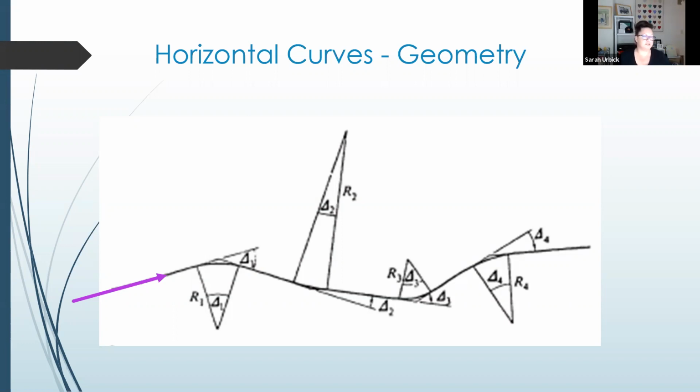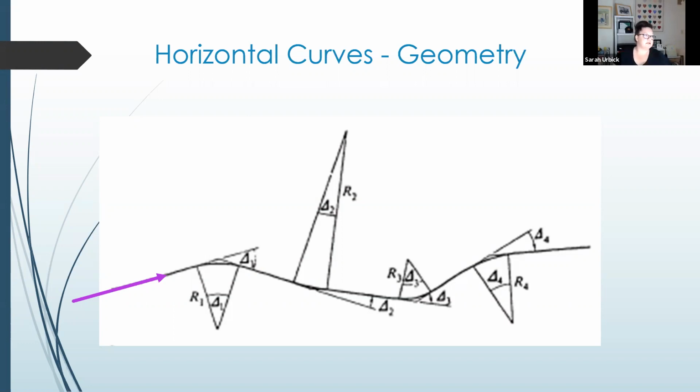So each one has an interior angle, we've got a deflection angle, and we've got a radius. Circles. Holometers. I wish I had my holometer.